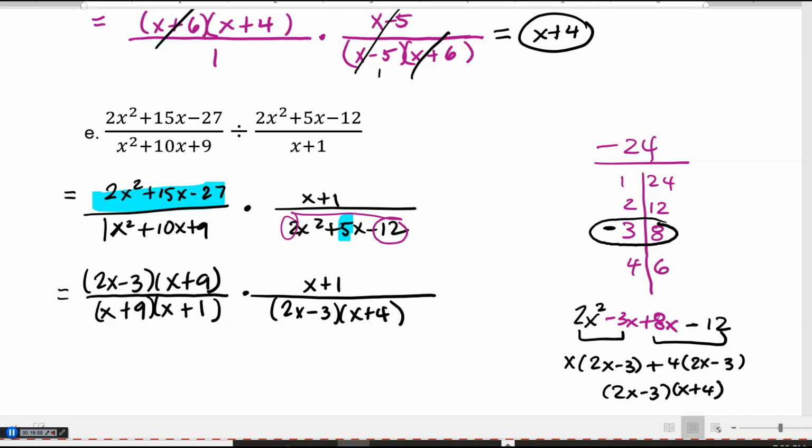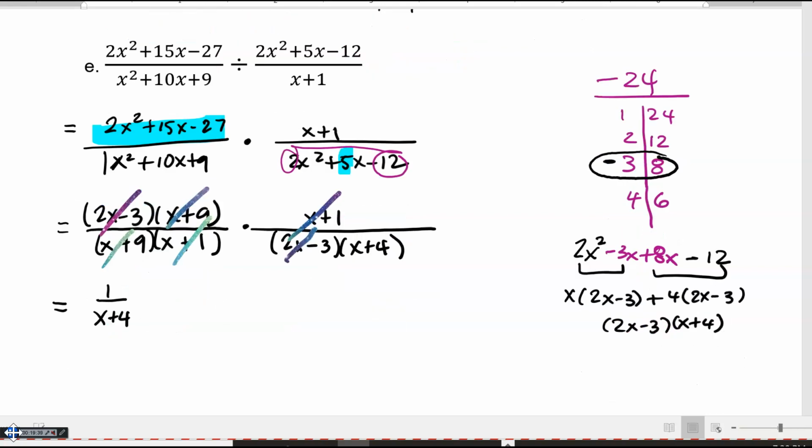So now that we've factored everything, we can get rid of some stuff. We can get rid of the x plus 9s. We can get rid of the 2x minus 3. We can even get rid of the x plus 1. Now here is the million-dollar question. What is the answer to this problem? Because the x plus 4, notice, is in the denominator. That's why it should be in the denominator. It's not going to change back to the numerator.